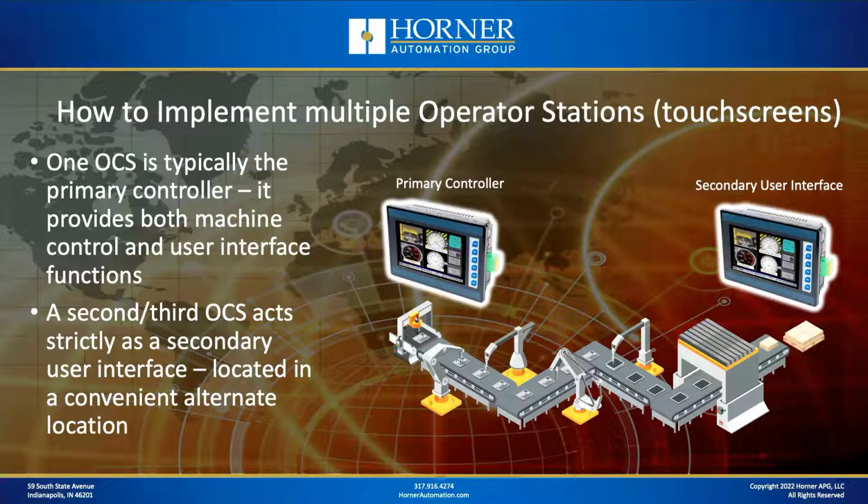And I want to talk about how we can do this a couple different ways, but let's just start with the basics. So in the application examples I'm giving you, one of the OCS controllers, even though there's multiple being used, one of the controllers is being used as the primary machine controller. So all the ladder logic to control the machine, as well as all the I/O control, is all being done from what we're calling the primary OCS controller in this application.